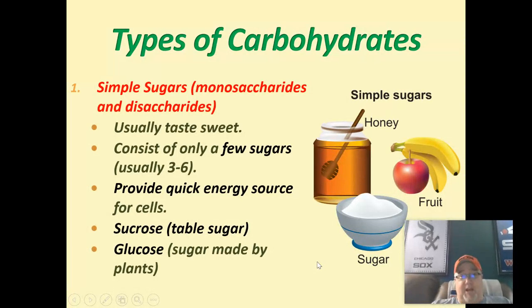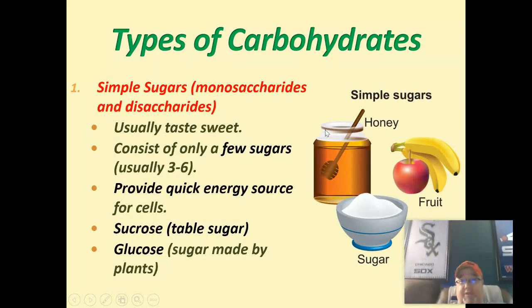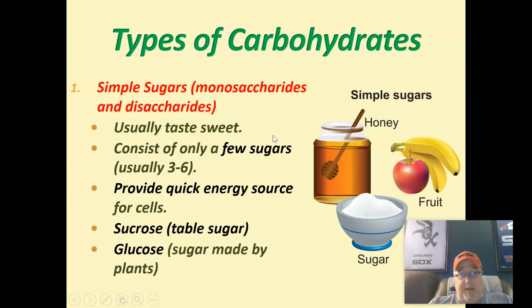Now, there's a couple different general categories of carbohydrates. One of them is called a simple sugar. They're also known as monosaccharides and disaccharides. Mono means one, di means two. And these are carbohydrates that have just a few sugar units that are involved. Usually they taste very sweet. Sweet tasting sugars are typically your simple sugars. They provide quick energy for your cells. Some good examples are sucrose, which is table sugar, and glucose, which is plant sugar.